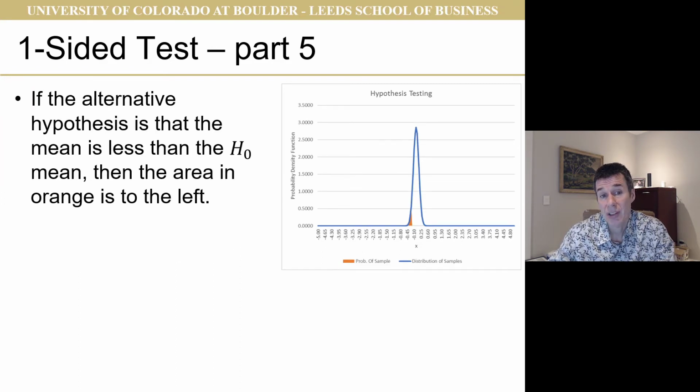If the alternative hypothesis is that the mean is less than the null hypothesis mean, then the area is on the left.